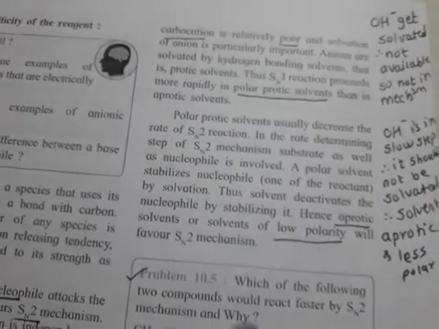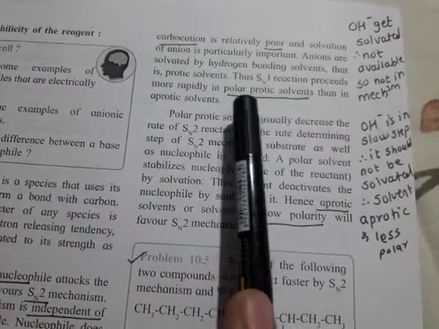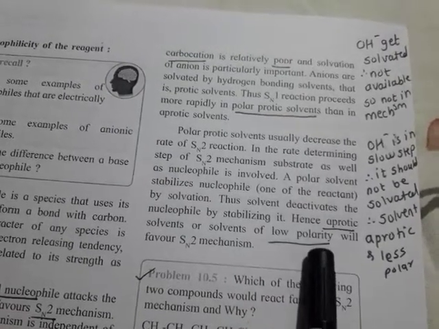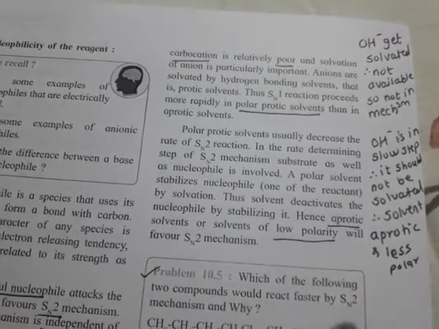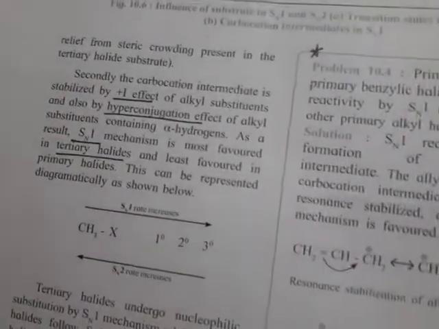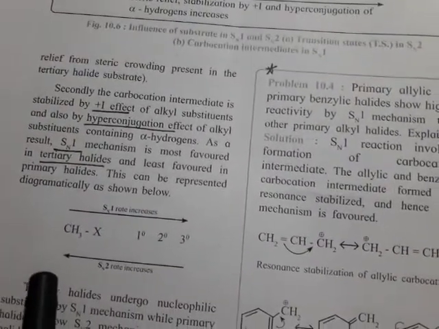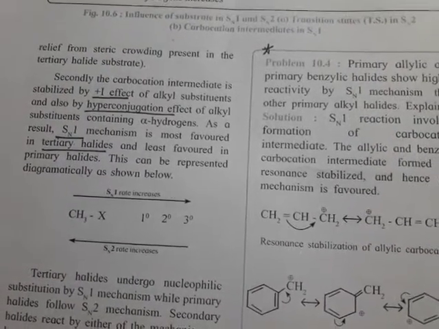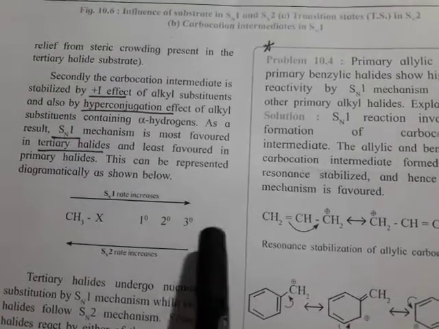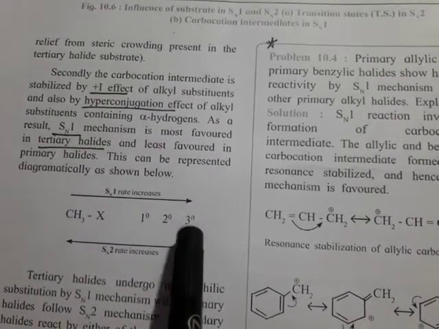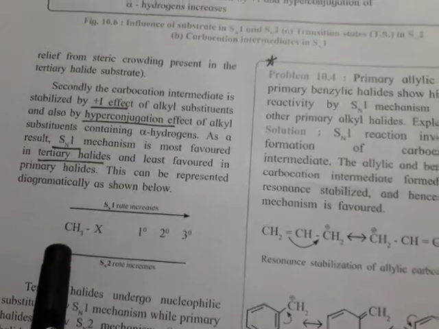In short, for SN1 reaction, the solvent must be polar protic, and for SN2 reaction, the solvent must be less polar and aprotic. That's all. These are the three factors which affect the mechanism of SN1 and SN2 reaction. What are these three factors? First factor I told you, nature of alkyl halide, nature of substrate. Primary alkyl halide reacts faster than secondary than tertiary for SN2, and for SN1 reaction, tertiary alkyl halide reacts faster than secondary than primary than methyl halide.